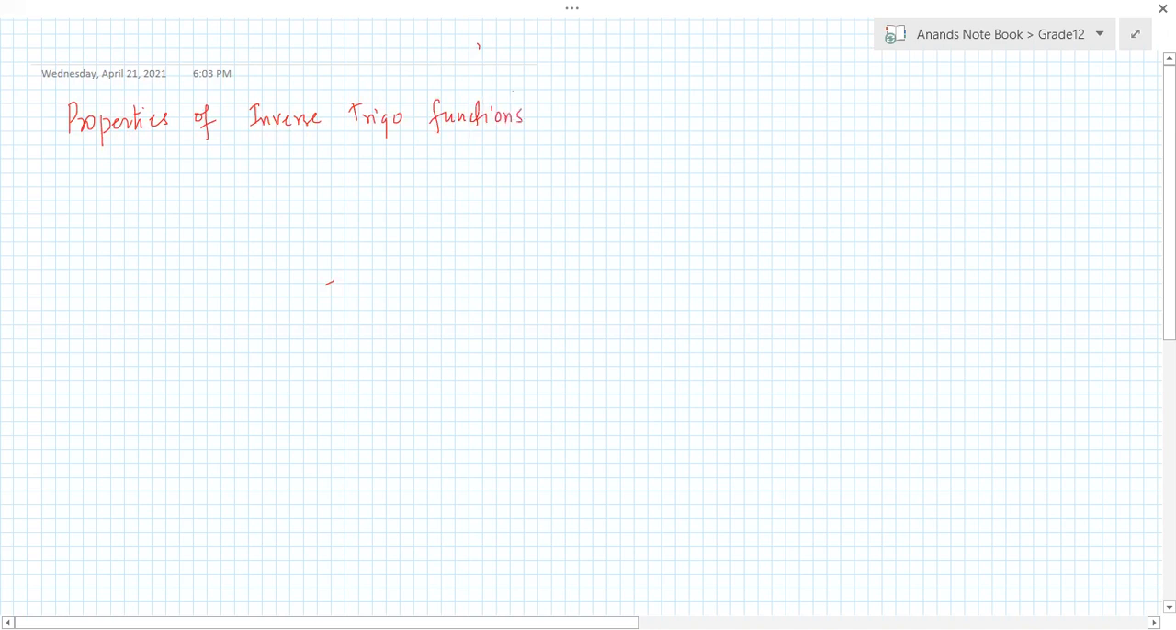Properties of inverse trigonometric functions. All these properties are very important and we need to use them. The first one is this: sine inverse of sine x is equal to x. So if you have some value, for example, sine 30 and you have sine inverse of sine 30, it is going to be whatever is inside, the same thing. That's what the theorem is telling. Sine inverse of sine x is equal to x.